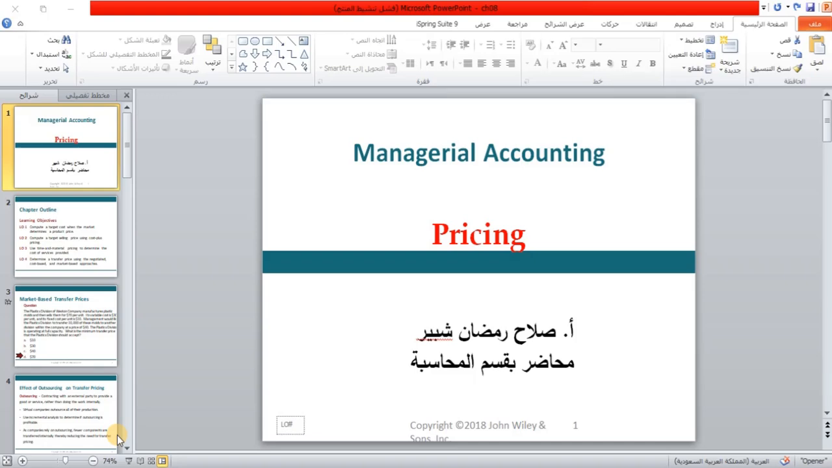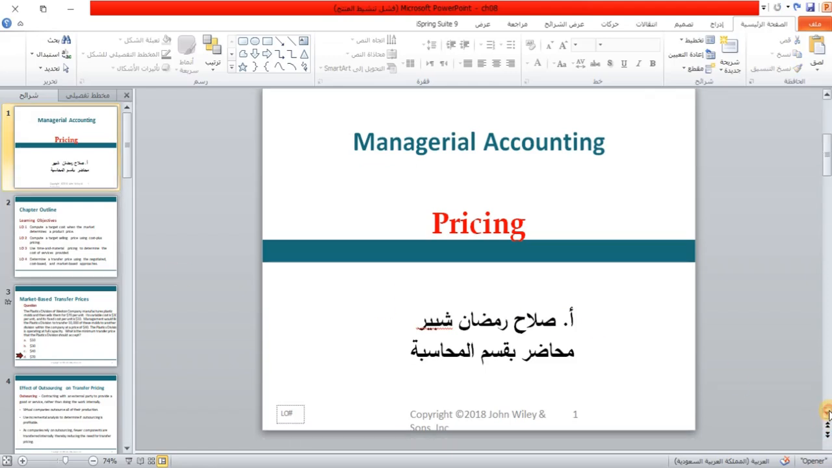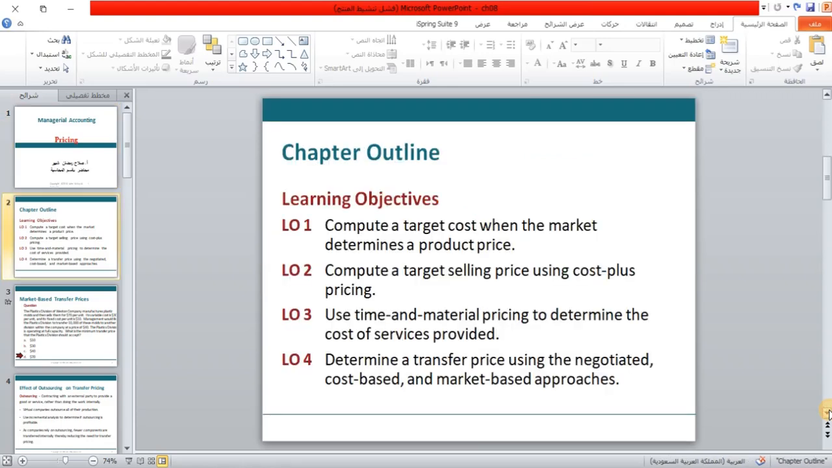Managerial Accounting Pricing. Now we will continue learning objective number 4, determine transfer price using the negotiated, cost-based and market-based approach.